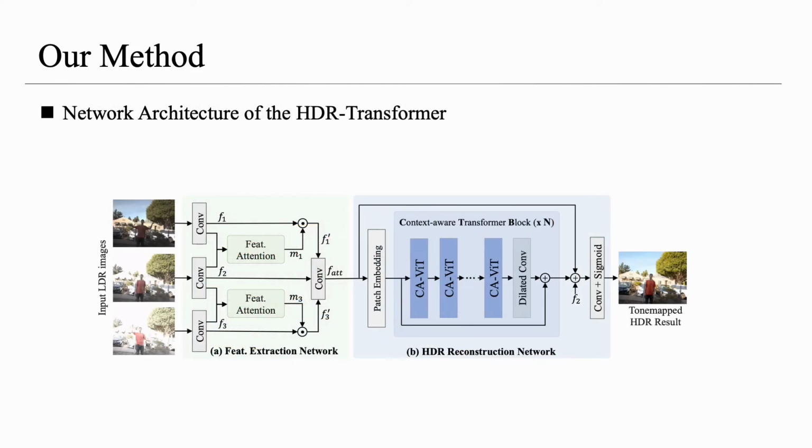We further build the HDR-Transformer, a hierarchical network to reconstruct high-quality ghost-free HDR images. The feature extraction network first extracts the coarse features through a spatial attention module. The extracted features are then fed into the HDR reconstruction network to recover the HDR results. The HDR reconstruction network consists of several context-aware transformer blocks, which take the proposed CA-ViT as basic components.